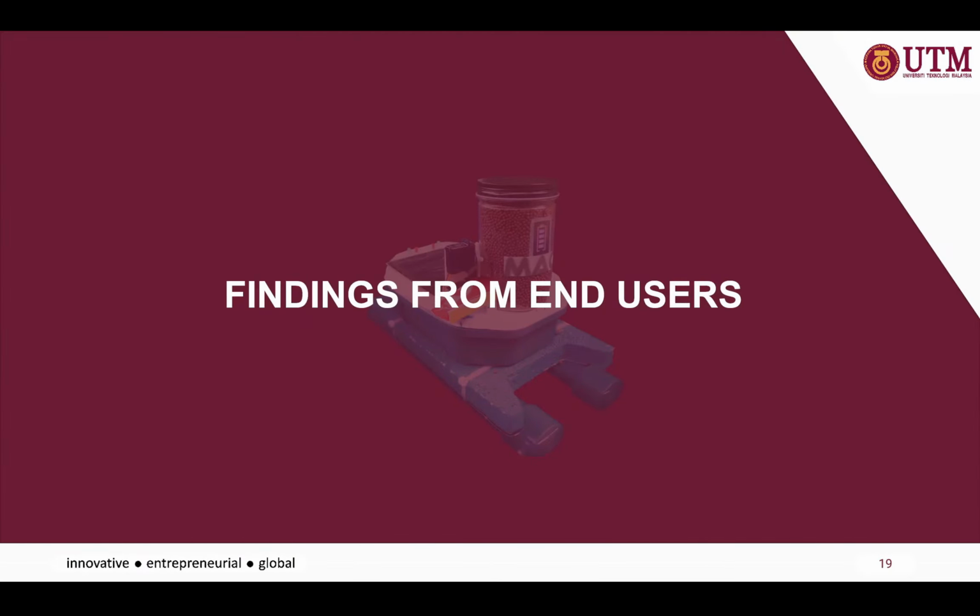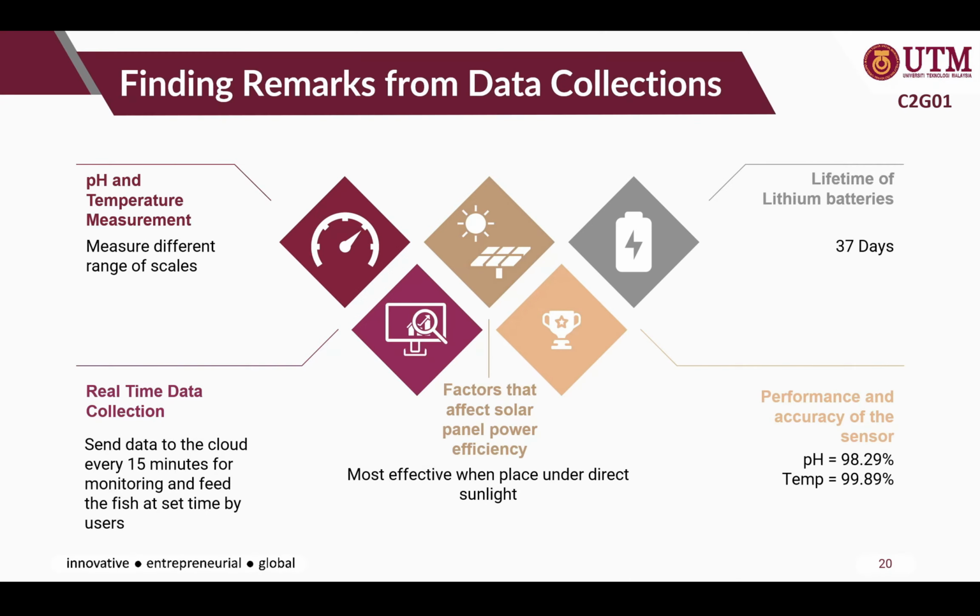Findings from the end users, where we draw some conclusions from the test results. The device can measure different ranges of scales in an accurate manner. The device sends data every 15 minutes in real time for the user to monitor. The solar panel works more efficiently when placed under sunlight. The pH sensor has an accuracy of 98.29% and the temperature sensor has an accuracy of 99.89%. And lastly, the device can run about 37 days after being fully charged. All these results prove our claims of the features and function of the device as well as durability and robustness.